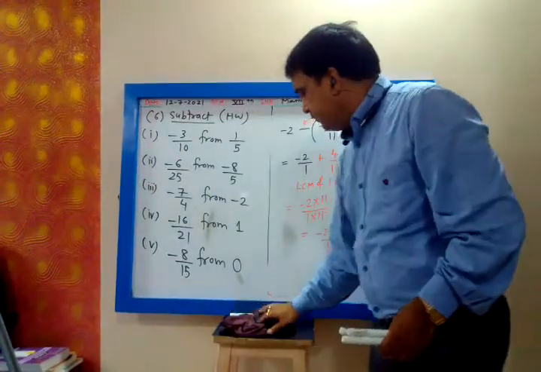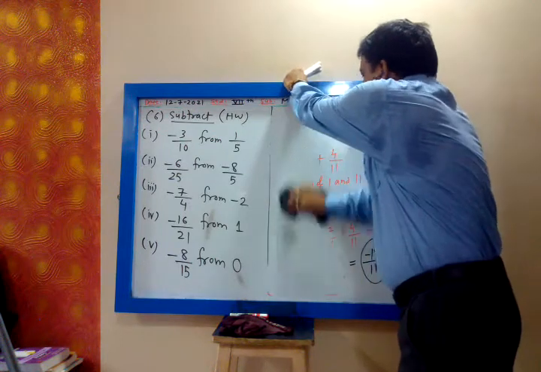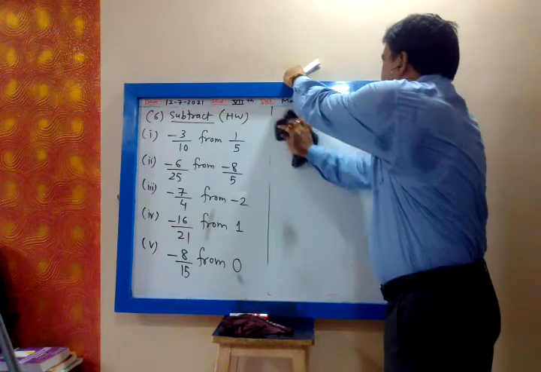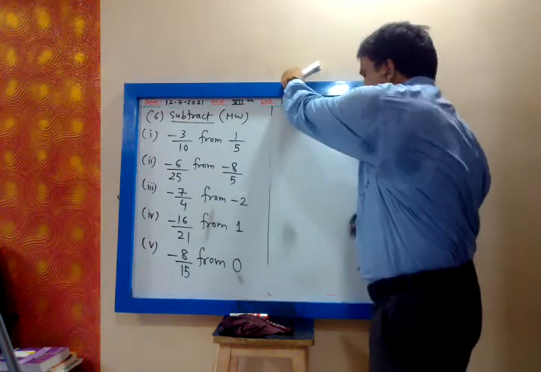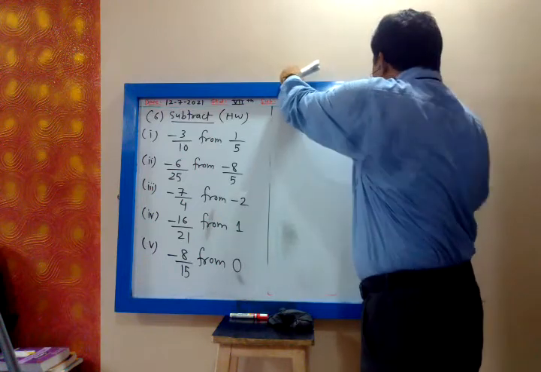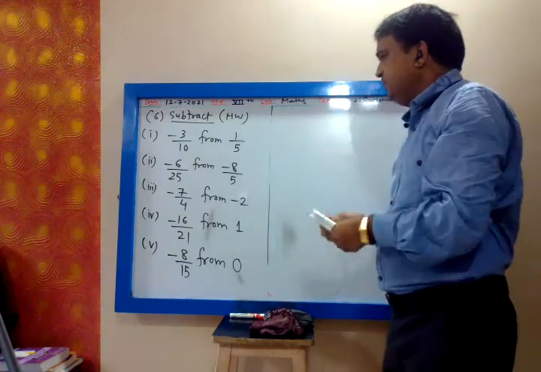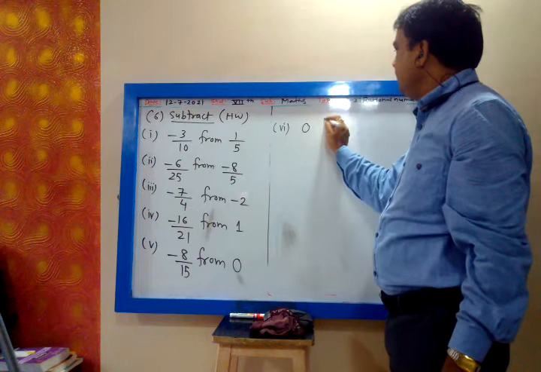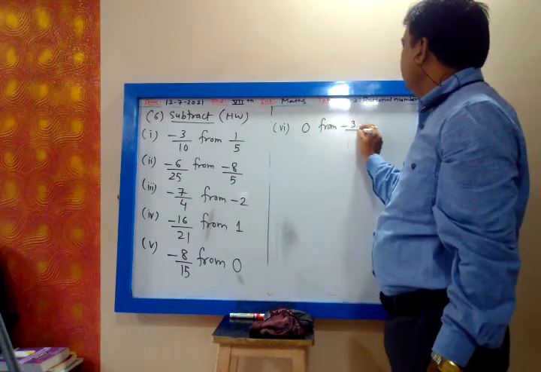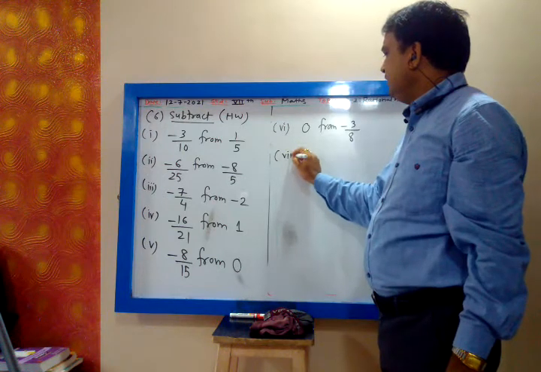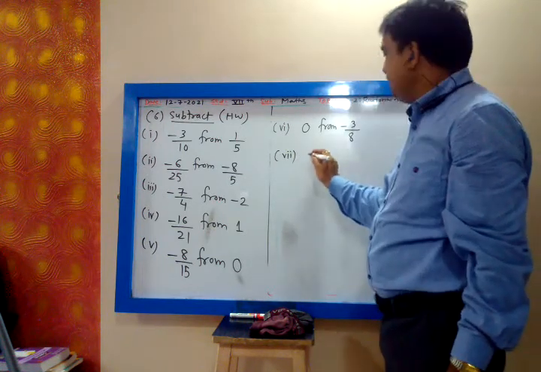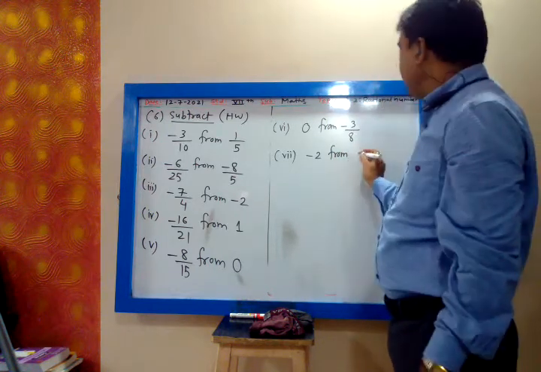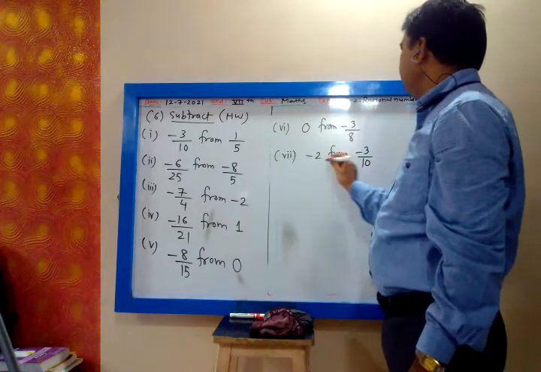Then subtract 0 from minus 3 by 8. Whichever number is written after from, that number should be written first. Then sixth one, subtract 0 from minus 3 by 8, so minus 3 by 8. Then seventh one, subtract minus 2 from minus 3 by 10.